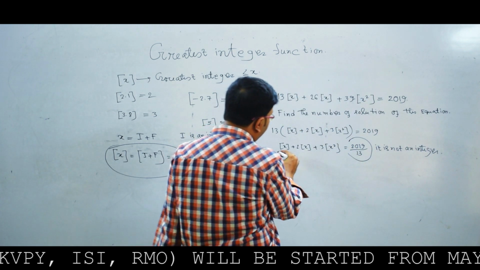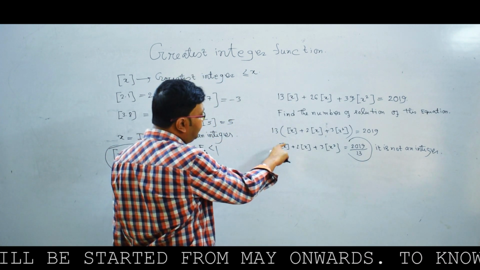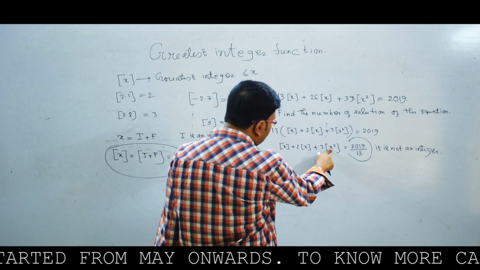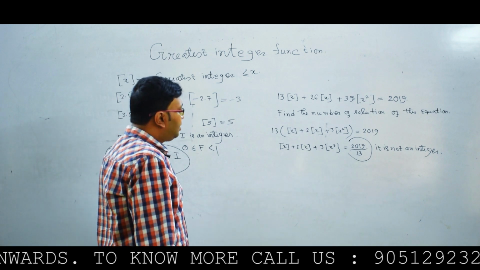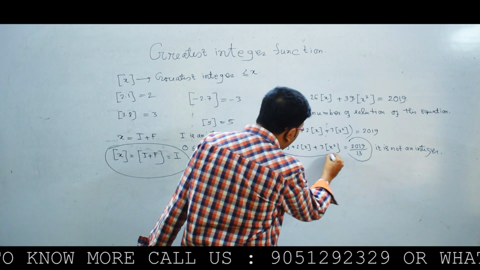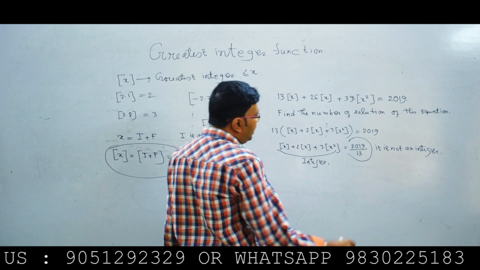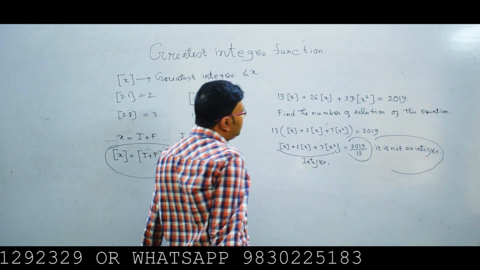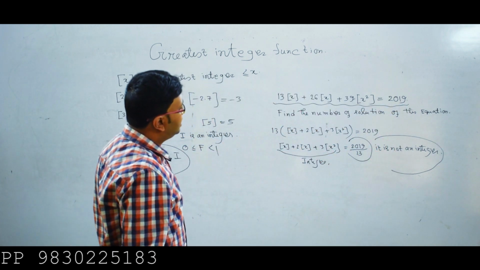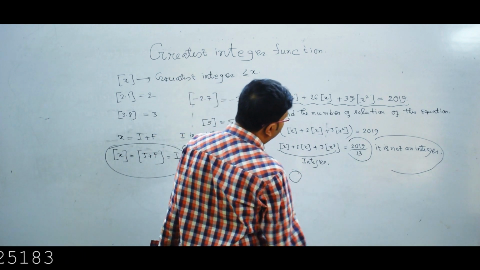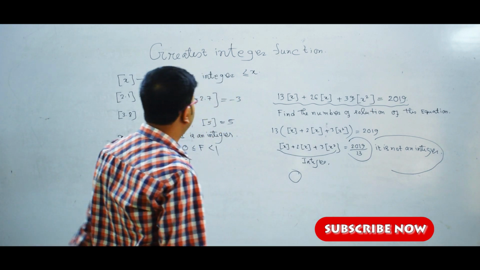But the left hand side is an integer as box x equals the largest integer less than or equal to x. Similarly, box x square equals the largest integer less than or equal to x square. So the left hand side is an integer, but the right hand side is not an integer. Therefore, the number of solutions of this equation is 0. It is not possible to say this is equal to this for any value of x.